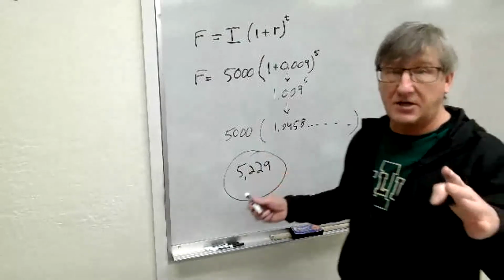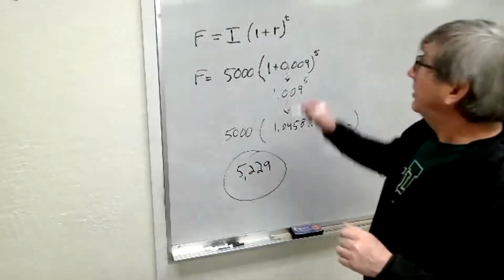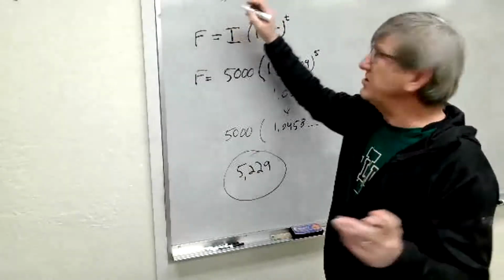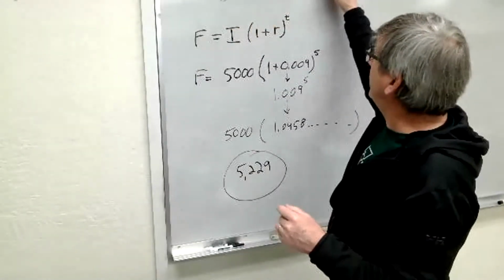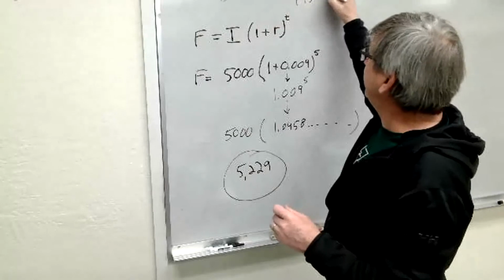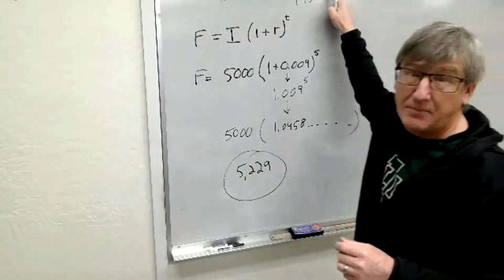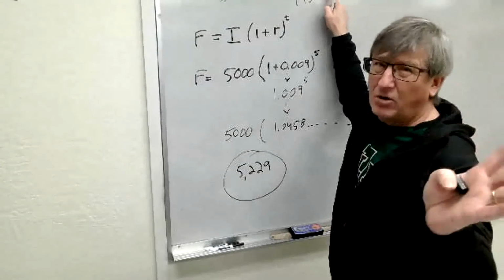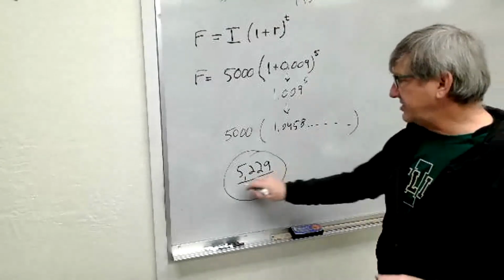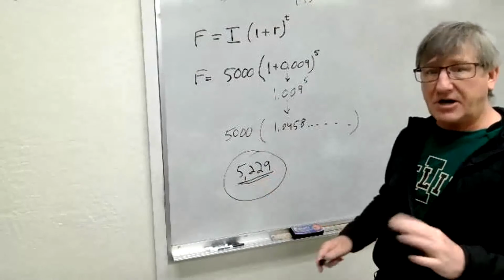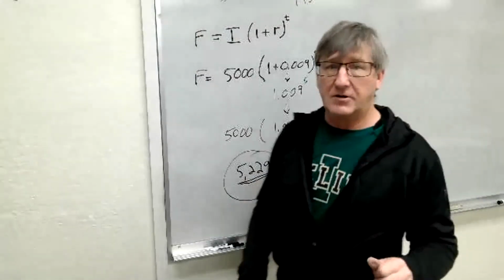Does it make sense? Am I happy with that? Well, it started with 5,000, and I noticed that it was growing slowly. There were 220 births and 175 deaths. So there were more births than deaths, so I should see the population go up, but not a whole lot. Is that what my answer did? I would agree. It went up a bit, but not a crazy amount. Okay?